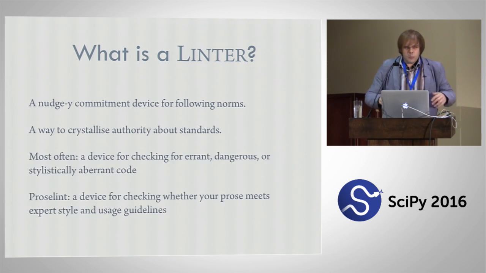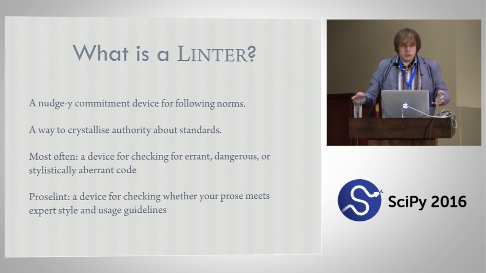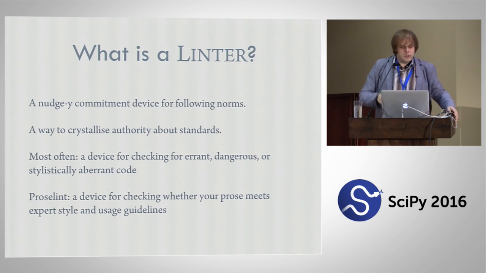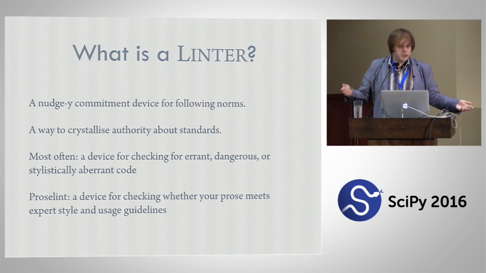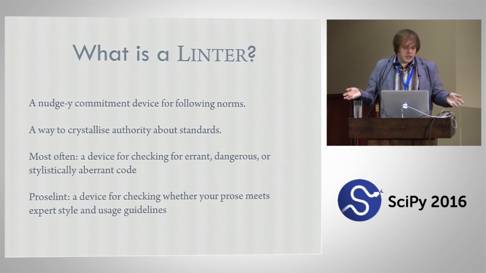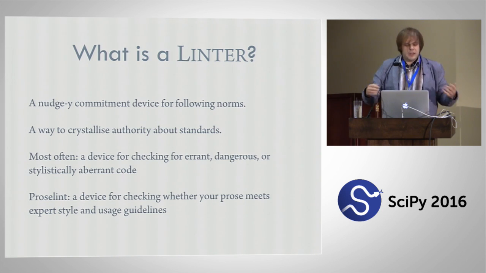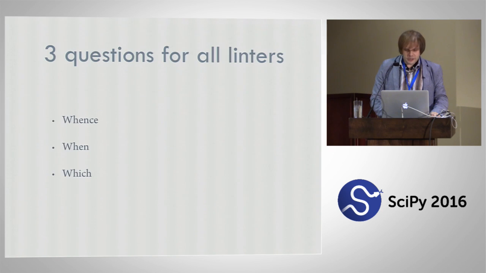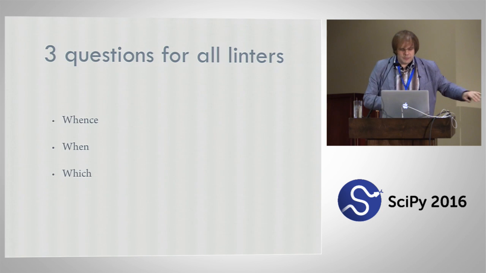But what that ends up being is just a way to crystallize some authority around what standards you're supposed to follow. So when it comes to language, usually we're talking about programming languages. And so it's a device for checking for errant, dangerous, or stylistically aberrant code. Proselint, instead, is checking for whether your prose meets expert style and usage guidelines for English prose. And there are other kinds of linters that you could imagine that generally fit this picture, but we'll have to talk about that offline. So there are 3 questions that you can pose to any linter based on the way that I just described it.